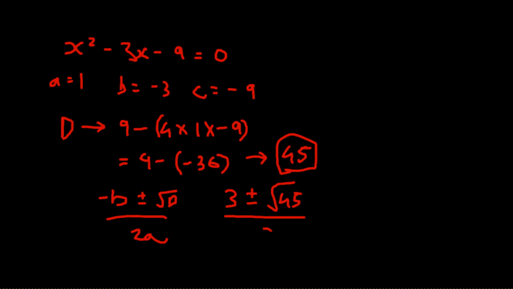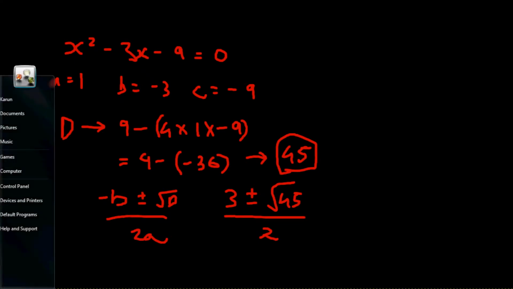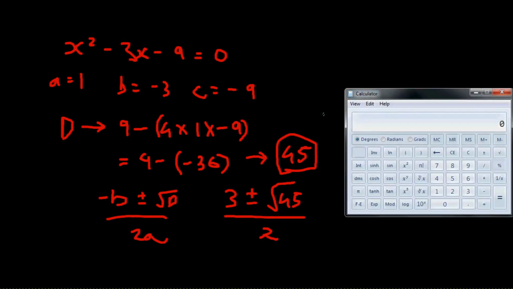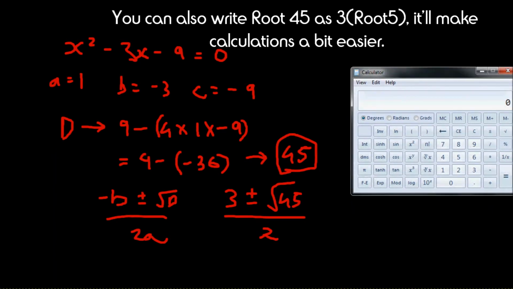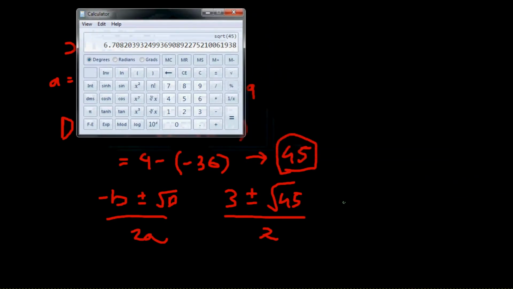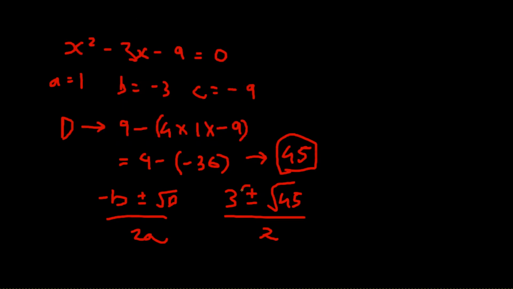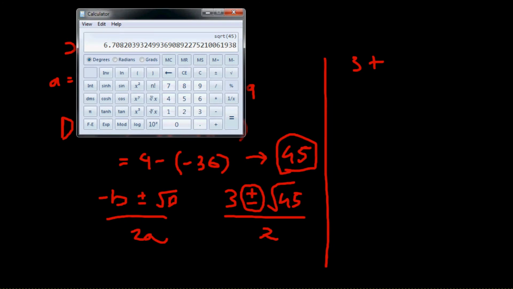Now I'm not going to do the calculations, or why not actually. Where's the calculator? So root of 45 is 6, let's take it as 6.7. So remember, you have to write two cases here because you get two answers. We'll continue it here. 3 plus, what is it? 6.7, let's round it up to 6.71.